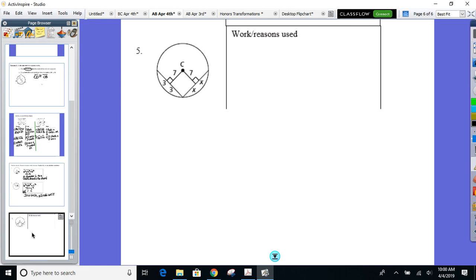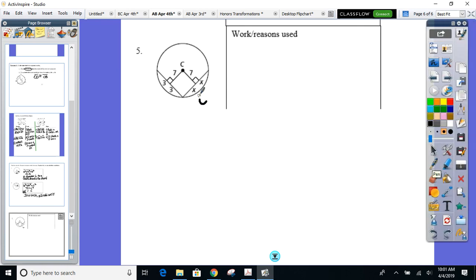Last one. Got a lot going on there. We're actually going to use 2 theorems here. Well, first of all, what are these here? Chords. And they're both the same distance from the center, 7 units. What do you know about 2 chords that are the same distance from the center? They're congruent. So this chord is a length of 6, and this chord must also be a length of 6.